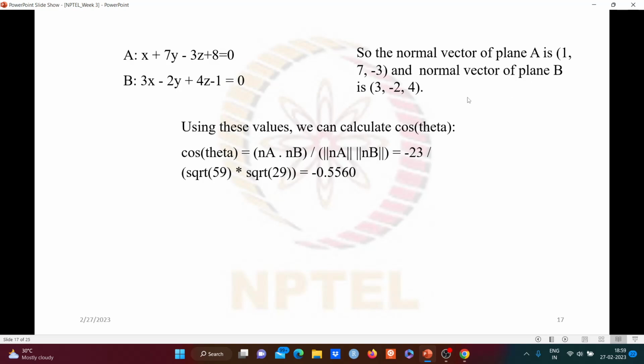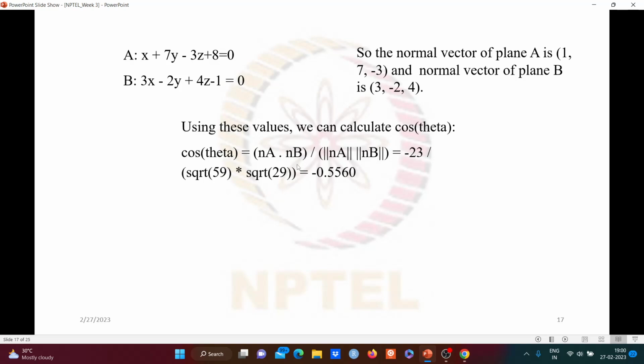So for normal vector 1, we have 1 square, plus 7 square, plus -3 square. So 1 plus 49 plus 9 gives the square root of 59. That is the sum of the squares, so the square root of 59 is the magnitude. Similarly, 3 square is 9, plus -2 square is 4, and 4 square is 16. So you will get the square root of 29.